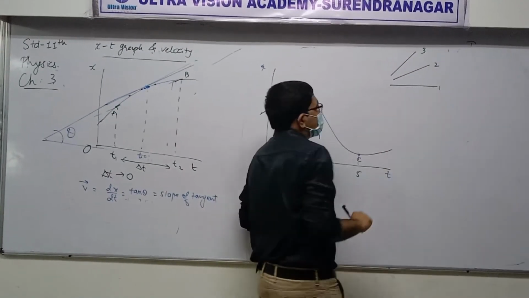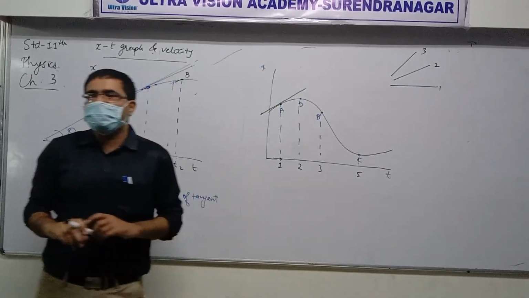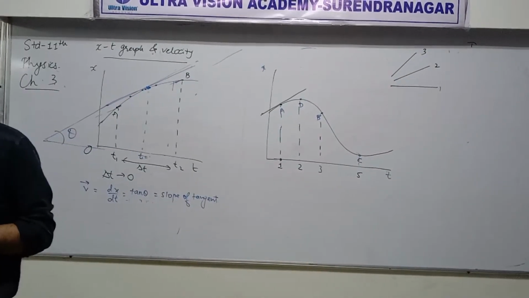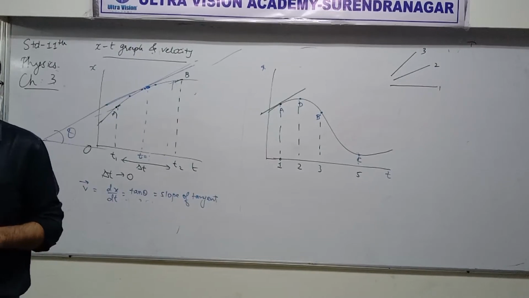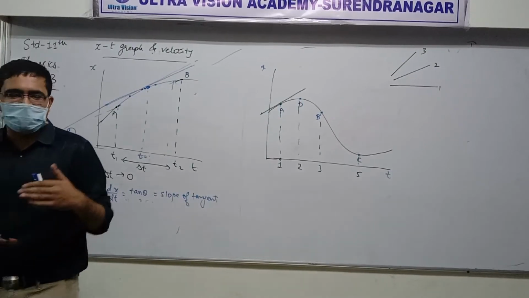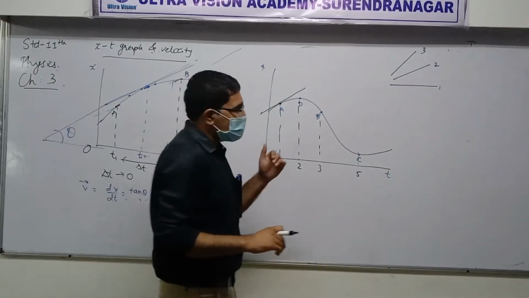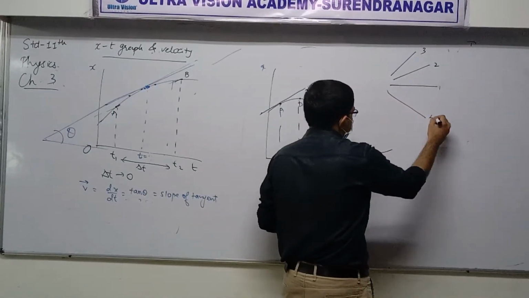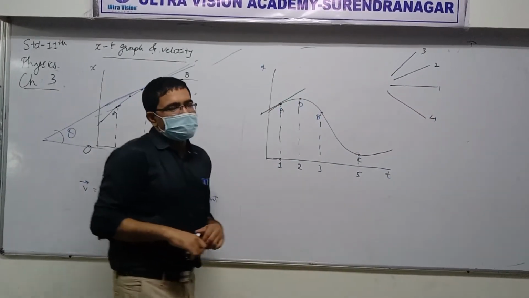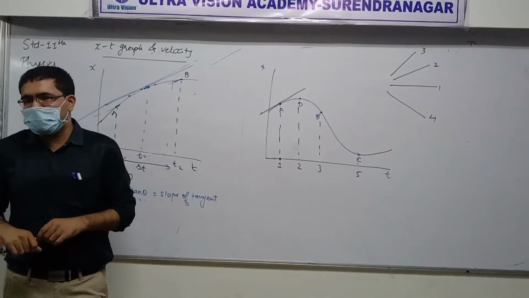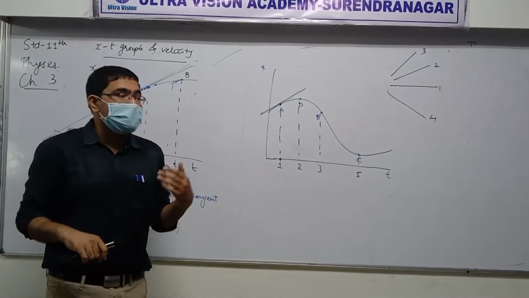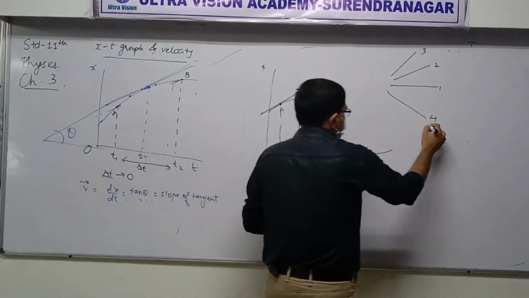There are 3 lines. Which line has maximum slope out of 1, 2 and 3? 3. 1 has 0 slope. Is that okay or not? 1 has 0 slope, 2 has more slope than that, 3 has even more slope. But what about this? Does the 4th line have slope? Yes, but that's called a negative. What is it called? Negative.